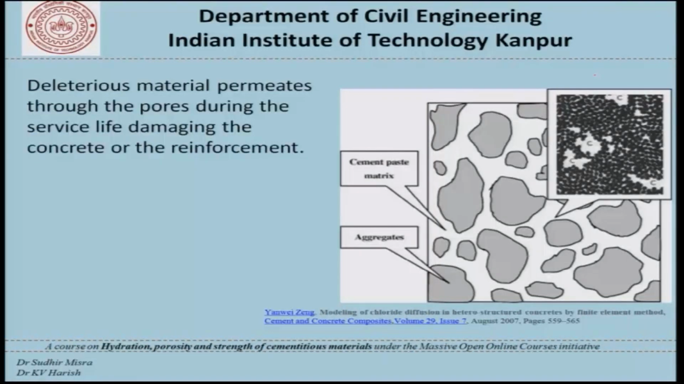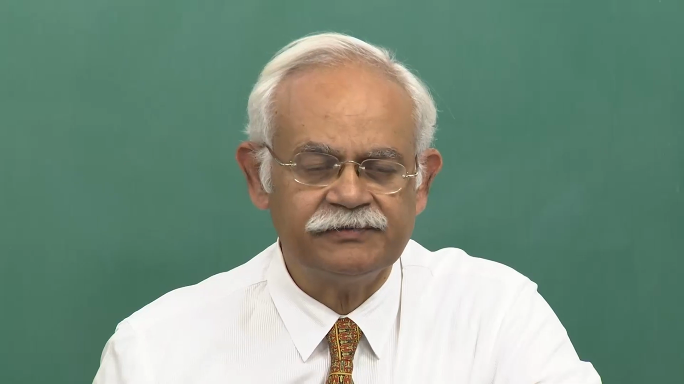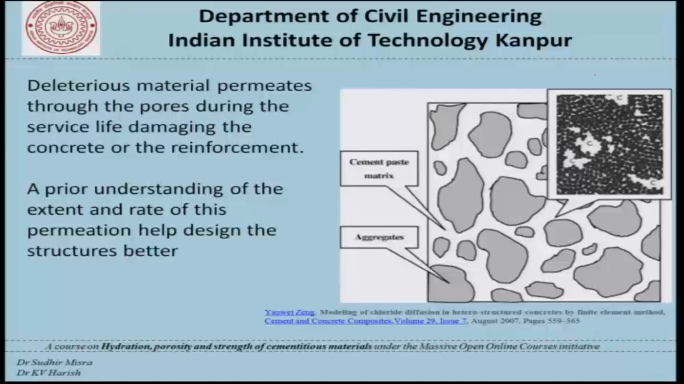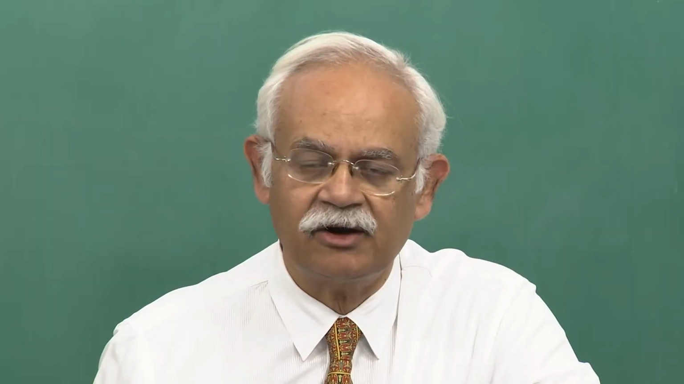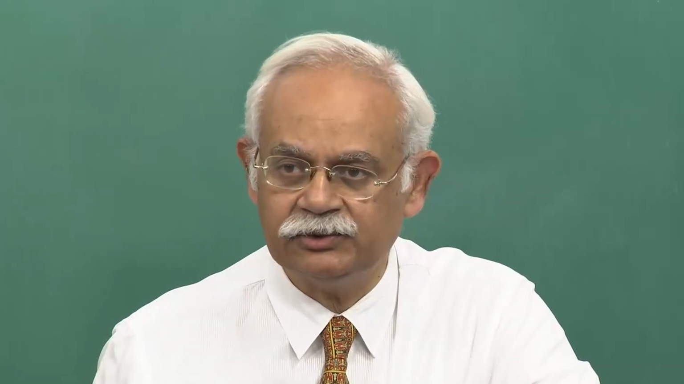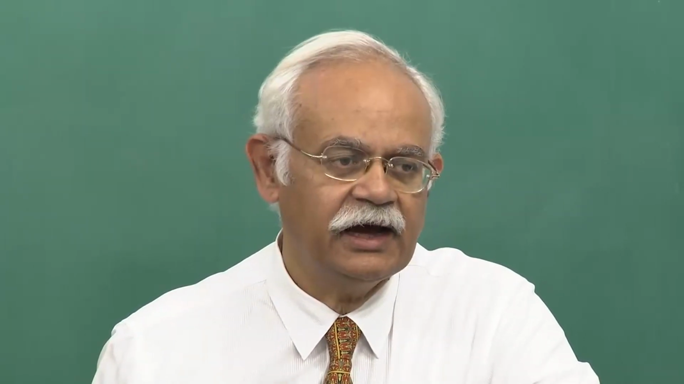So now taking forward, this is what we have said: deleterious material permeates through the pores during the service life, damaging the concrete or the reinforcement that lies just under the surface protected by a cover concrete. And a prior understanding of the extent and the rate of this permeation helps us to better design the structures. In order to be able to do that, we need to be able to write appropriate specifications. Now this is something which will be at the back of our mind when we talk about the different tests that we use or we can use to measure the permeability of concrete as a composite material.